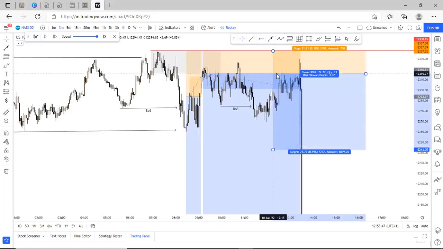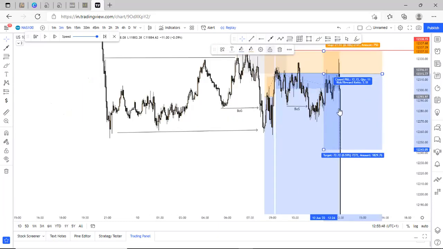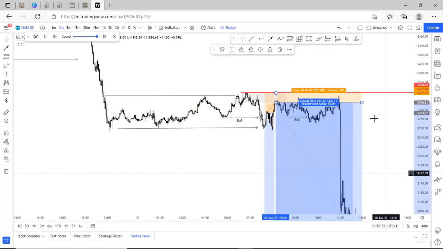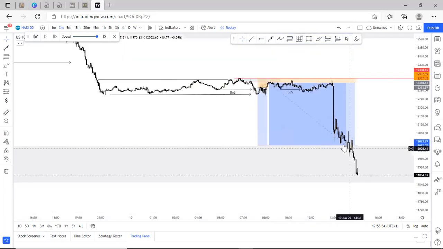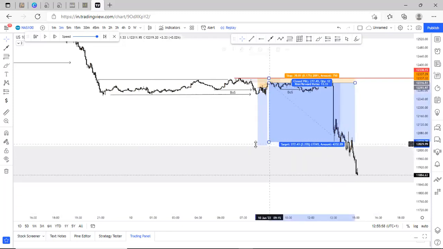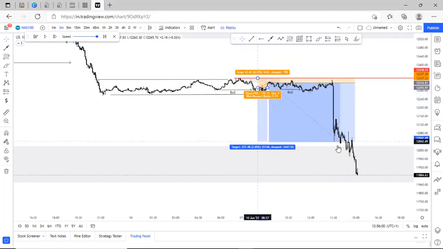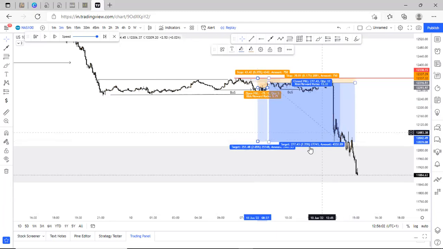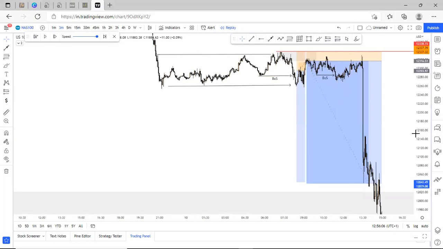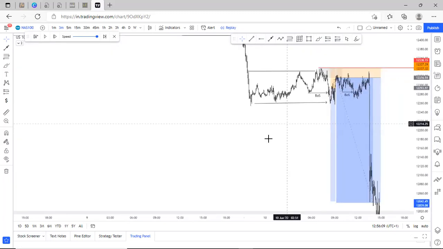Okay, so this was a good entry for the New York session, but I didn't take that. But as you can see, I had my 2 positions and my take profit was it. I think I got out at this level right here. Yeah, I closed out my trades at this exact point. So this is how to use smart money concept to catch trades on Nasdaq.